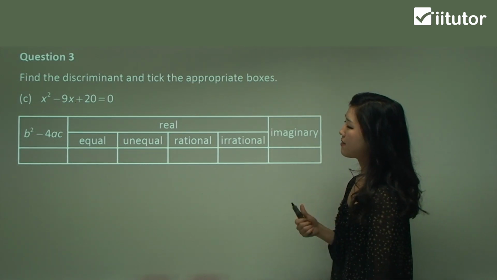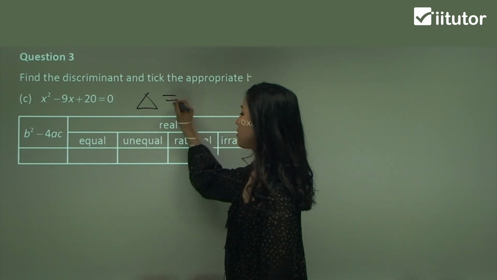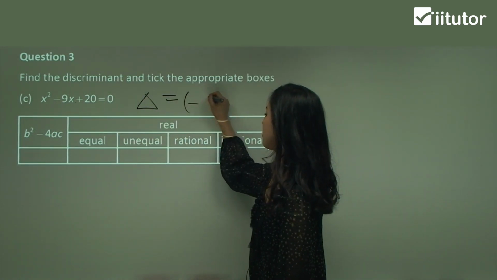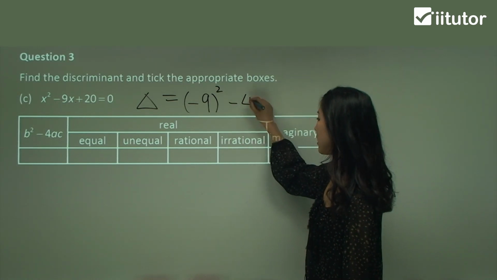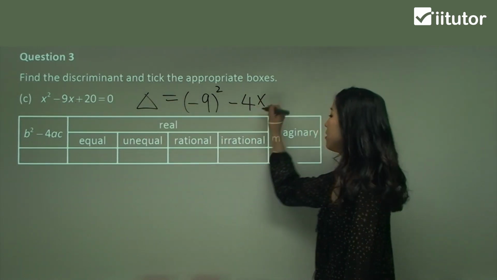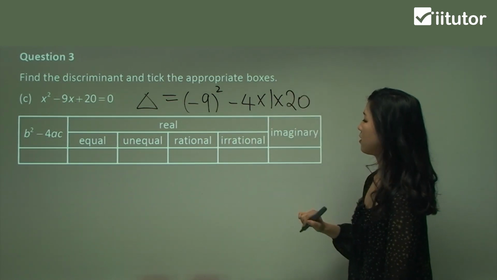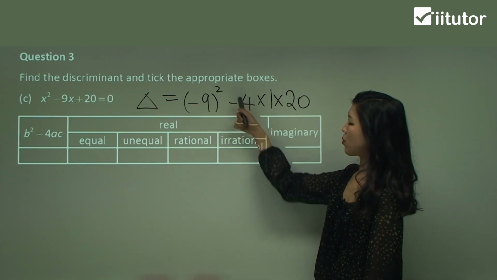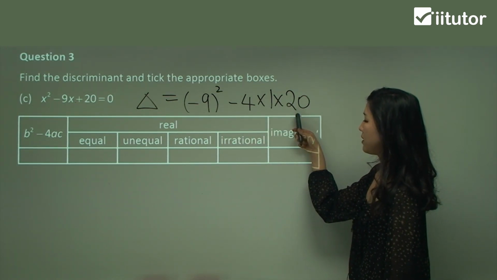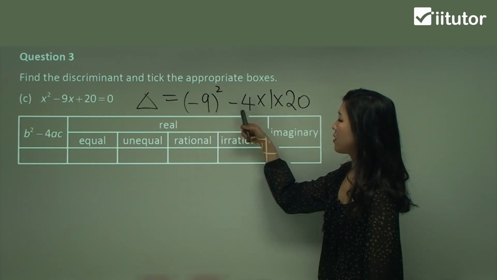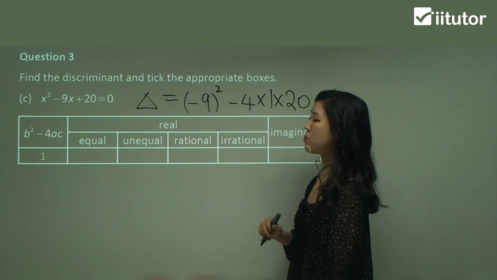c, x squared minus 9x plus 20. Let's find our discriminant again. b squared is going to be negative 9 squared, minus 4 times, a is 1, and then c is 20. Negative 9 squared is positive 81. 4 times 1 is 4 times 20 is 80. So 81 minus 80 is simply 1, isn't it? So we've got our discriminant as 1.